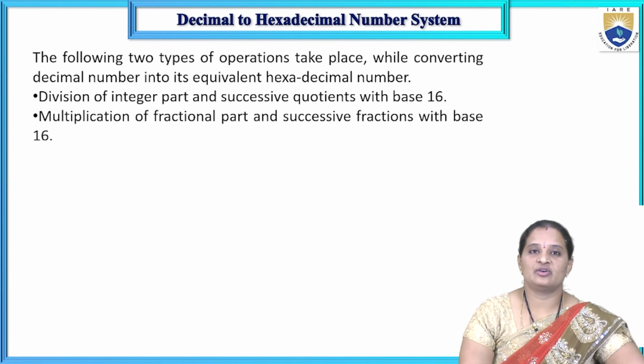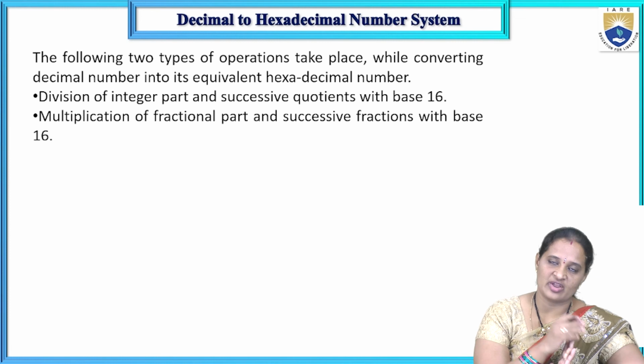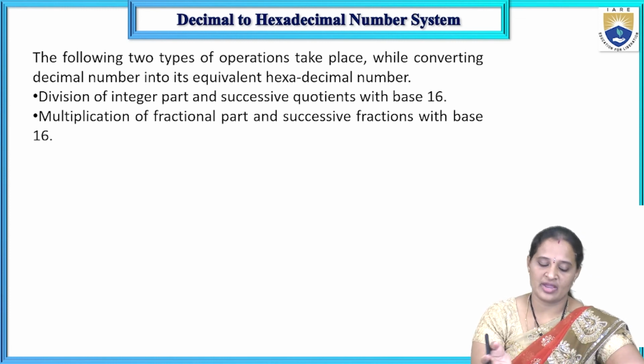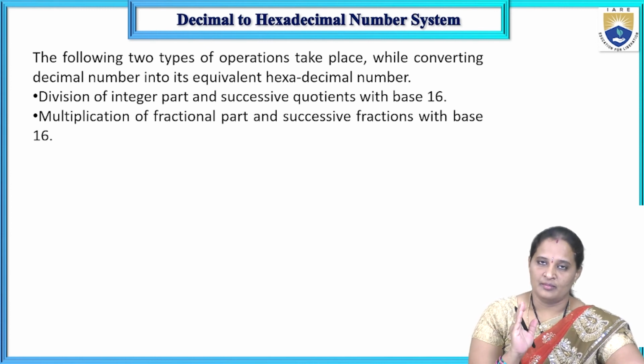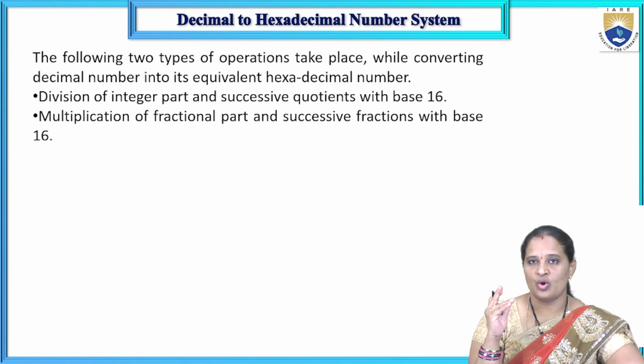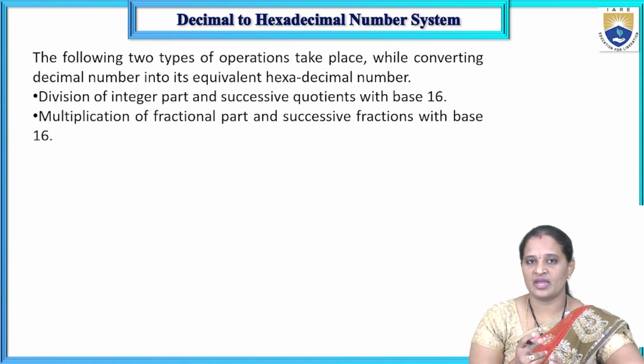So next, decimal to hexadecimal. So what we need to do? Now, as in the previous cases, whenever you are converting a decimal number into binary, you are multiplying and dividing by 2. When you are converting a decimal number into octal, you were dividing and multiplying by 8.